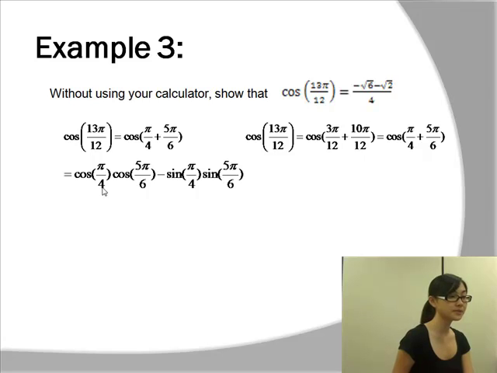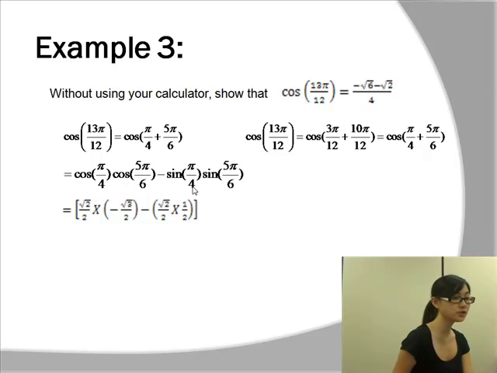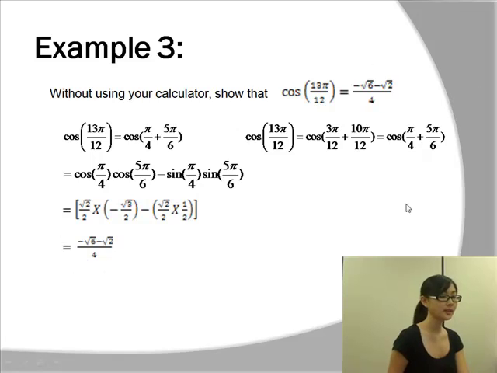So if we use the compound angle formula, that will give us cos of pi over 4 times cos of 5 pi over 6 minus sine of pi over 4 times sine of 5 pi over 6. Cos of pi over 4 is the same thing as 1 over square root of 2, which is the same thing as square root of 2 over 2. Cos of 5 pi over 6 is negative square root of 3 over 2. Sine of pi over 4 is square root of 2 over 2, and sine of 5 pi over 6 is 1 over 2. So if we do all the algebra, that will give us the final answer of negative square root of 6 minus square root of 2 over 4. And that's what we wanted from the original equation.